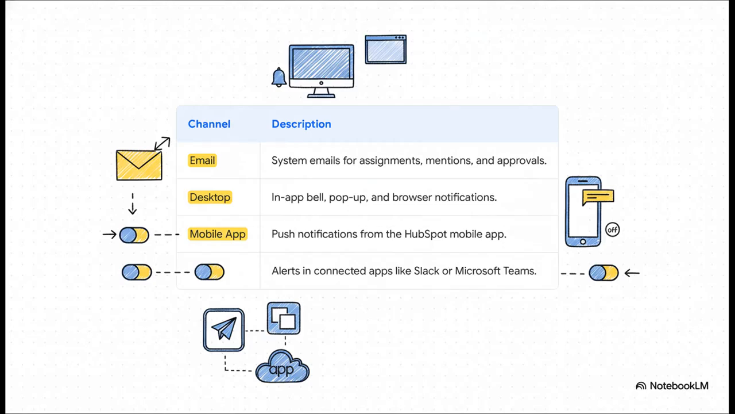So you've basically got 4 main channels to choose from. You've got email, your desktop, the mobile app, and any other apps you've connected, like Slack. I like to think of these as the main faucets. So, for example, if you never ever want to get another push notification from HubSpot on your phone again, you can just turn that entire faucet off right here.